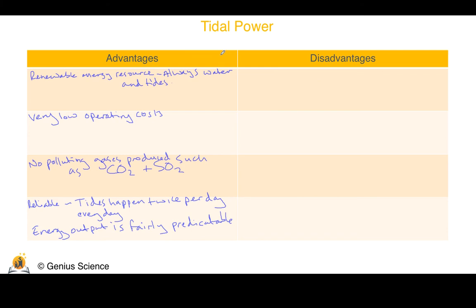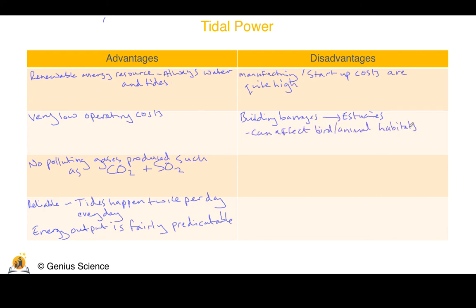Now let's describe the disadvantages of tidal power. The first is that manufacturing and startup costs are quite high. Tidal barrages are not cheap to build. And this leads us on nicely to our second disadvantage, in that building barrages, and this happens mainly in estuaries, can affect bird and animal habitats, and also that of other marine life.